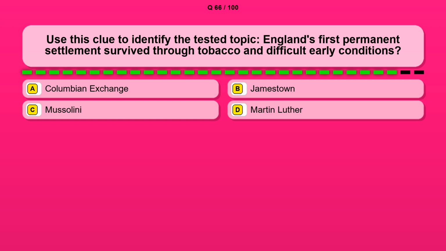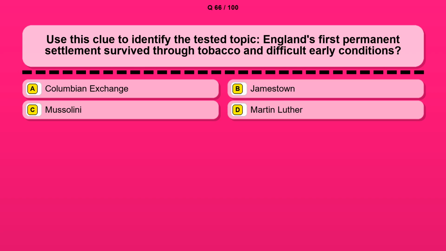Question 66. Use this clue to identify the tested topic. England's first permanent settlement survived through tobacco and difficult early conditions. Option A, Columbian Exchange. Option B, Jamestown. Option C, Mussolini. Option D, Martin Luther.